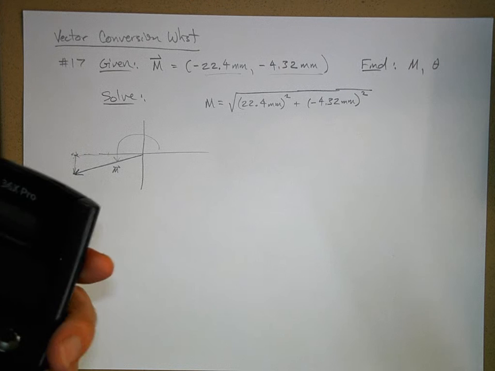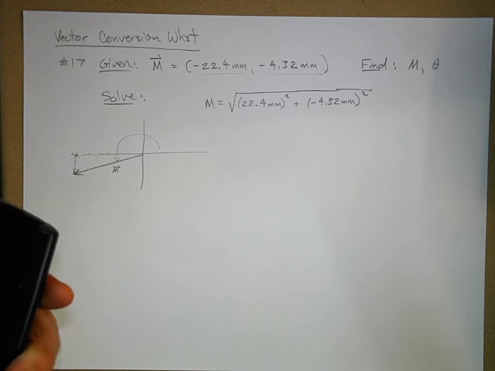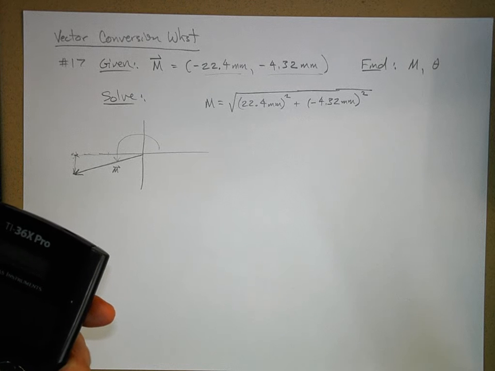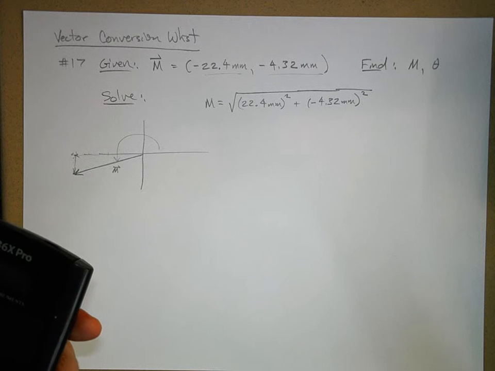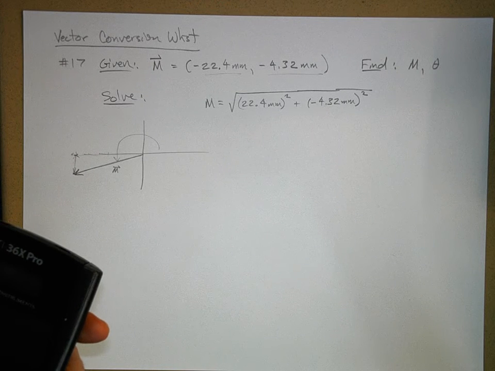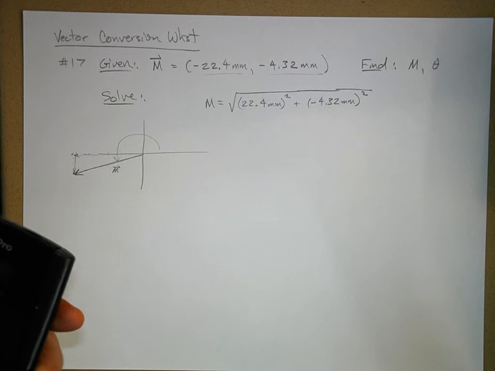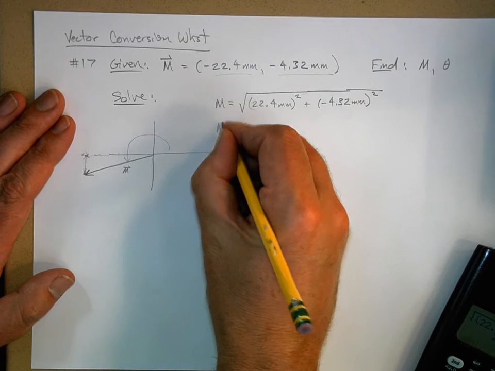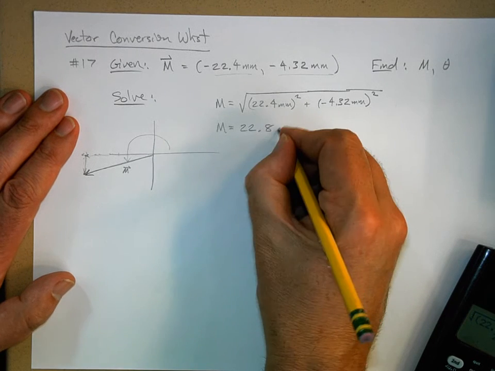So, let's see if I can use this calculator. It's kind of a new calculator for me. So, we're going to take the square root, second function, and then 22.4 squared plus 4.32 squared, close parentheses, equals 22.8. Is that what you got? Anybody else doing this? Don't trust me. Question authority, people. I'm old. I might have a hidden agenda and be leading you astray.